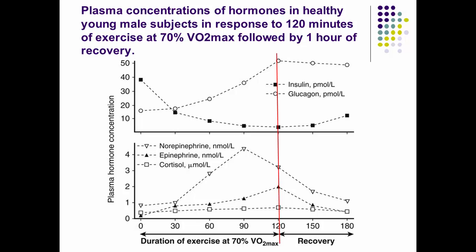And then look at the hormone level changes in the same subject, with 2 hours of exercise and 1 hour of recovery. You see that insulin levels significantly decrease. Why do insulin levels decrease during exercise?